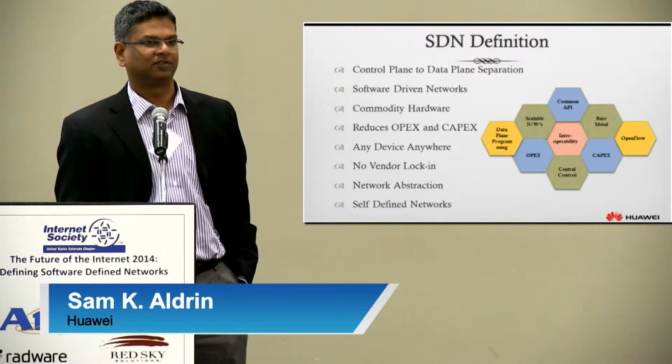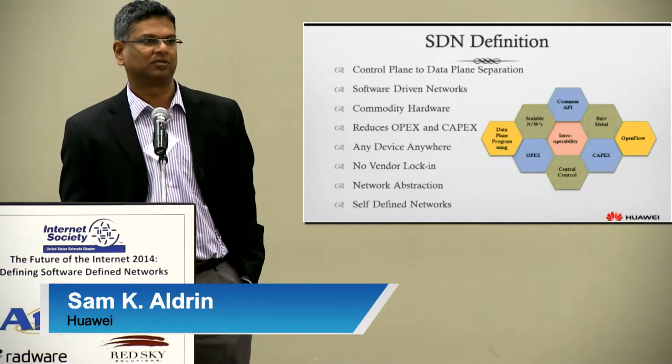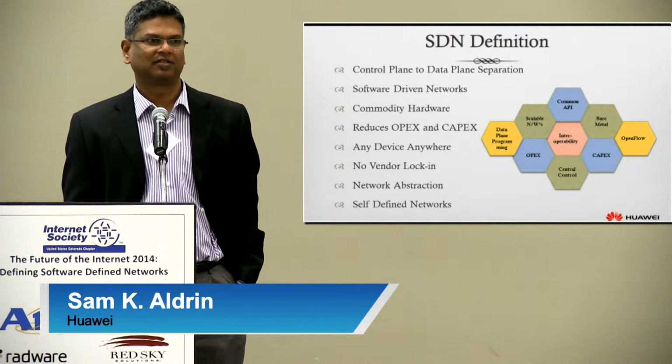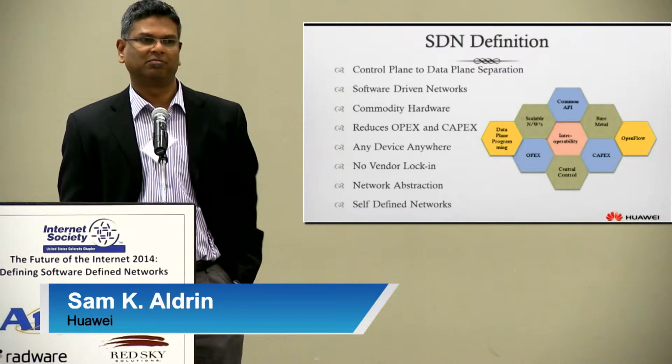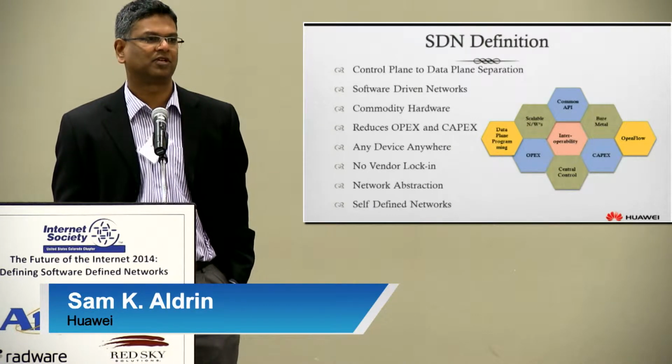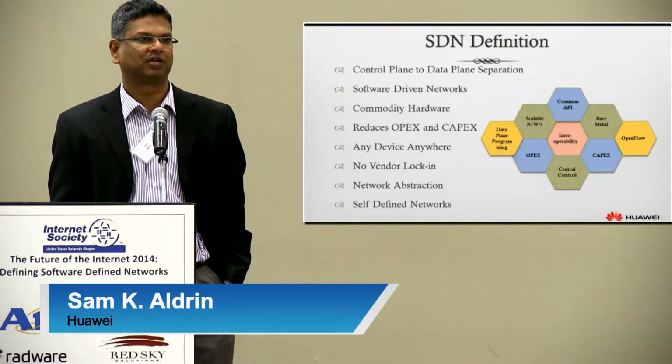Then you might have heard that SDN is all about commodity hardware. That means there is no specific hardware. You could buy a server from Dell, instantiate a VM, and there you go, you have a core router.